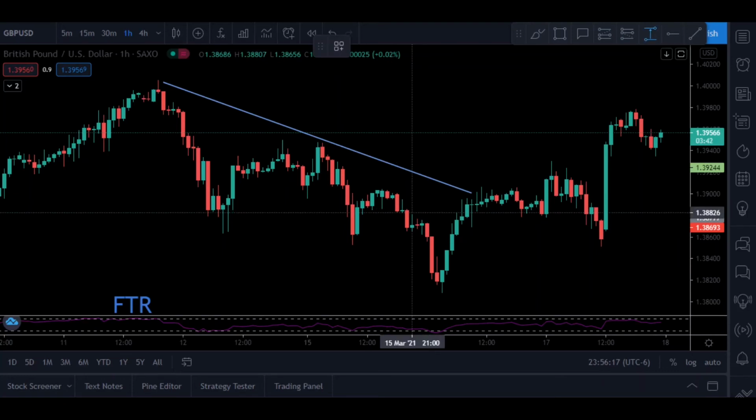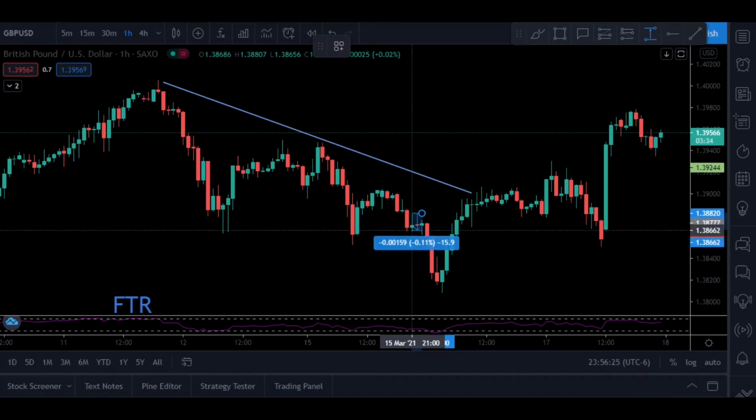If you're a scalper like me, you could have easily targeted your first TP at 10-15 pips, and it dropped even like 70 pips, so it's pretty cool.